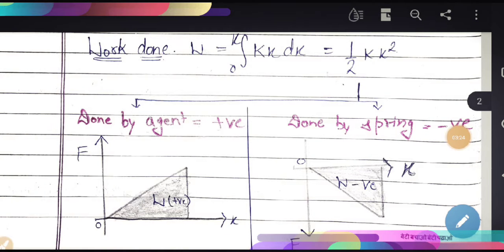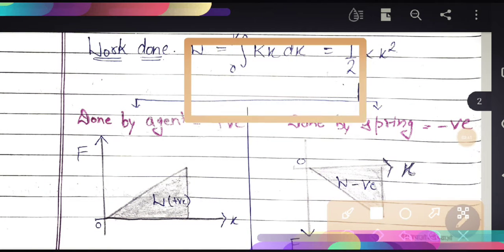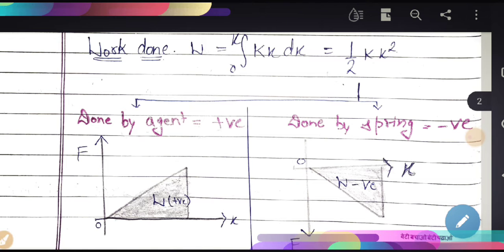So what would be the value of the work done by the spring force? For that we have to integrate force with respect to dx. Here W would be equal to the integration of kx dx from 0 to x, which would be equal to half kx square.